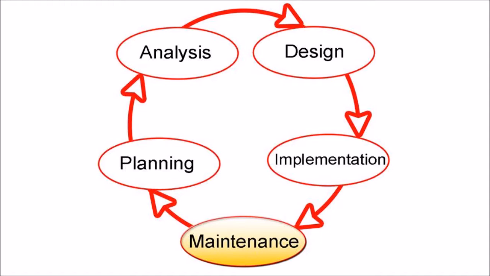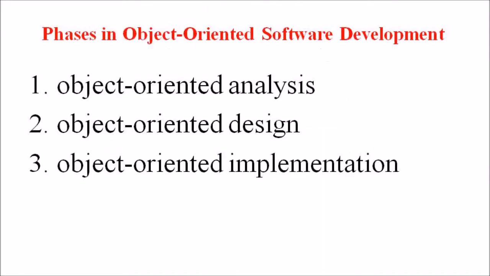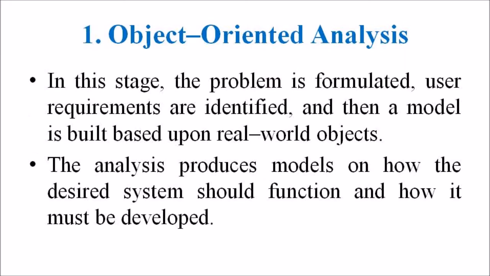The major phases of software development using object-oriented methodologies are object-oriented analysis, object-oriented design, and object-oriented implementation. When it comes to object-oriented analysis, in this stage the problem is formulated, user requirements are identified, and then a model is built based upon the real-world objects. The analysis produces models on how the desired system should function and how it must be developed. The models do not include any implementation details so that they can be understood and examined by any non-technical application expert.